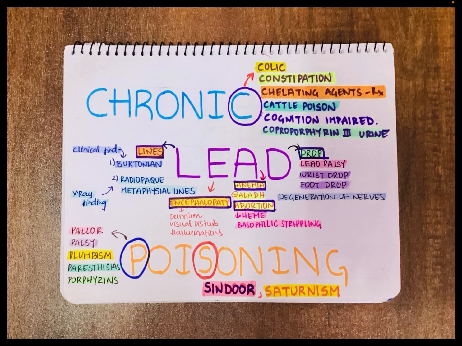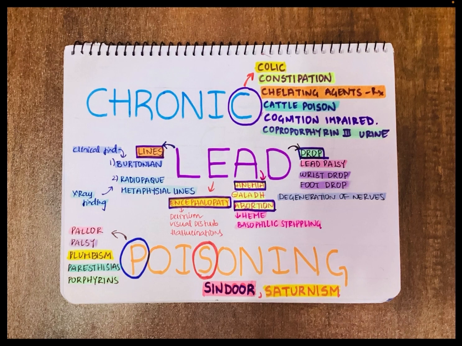Coming to the poisoning. The P in the poisoning stands for pallor. It is the earliest and the most consistent sign seen in case of chronic lead poisoning. It is because of the anemia. The second is lead palsy. Again in the lead palsy, you can see this wrist drop and the foot drop because of the degeneration of the nerves. And plumbism: this chronic lead poisoning is also called plumbism. P, paresthesias can be seen. The mechanism of this lead poisoning is impaired heme synthesis, so it will release porphyrins in the blood and urine. Other P stands for porphyrins.